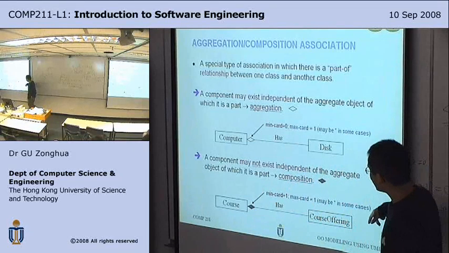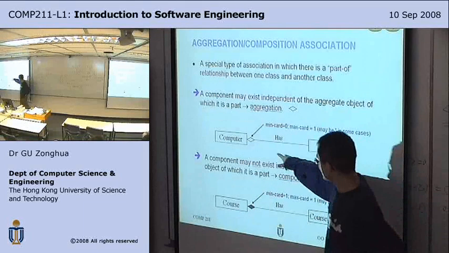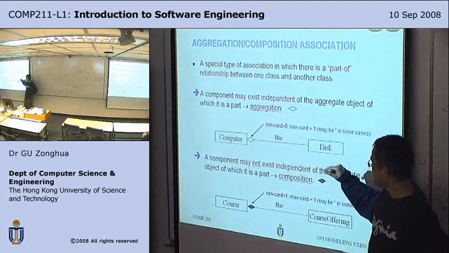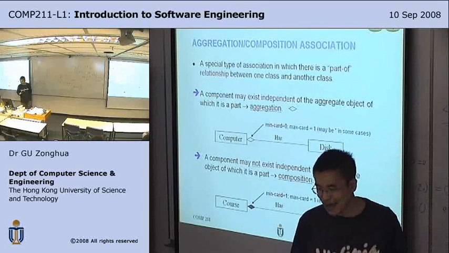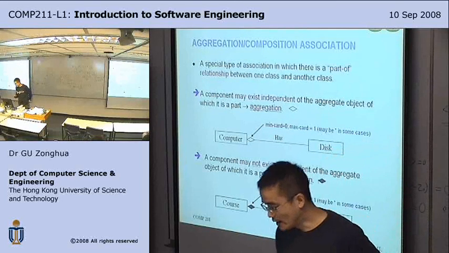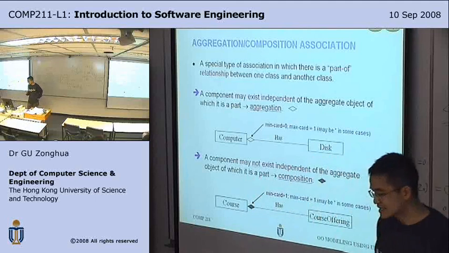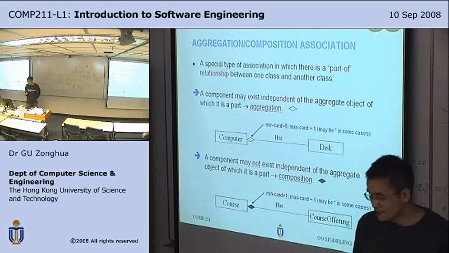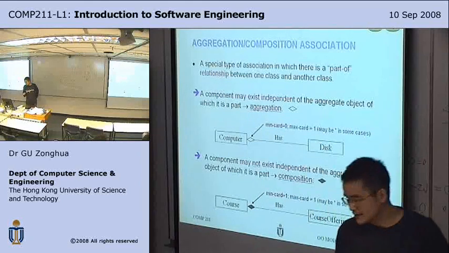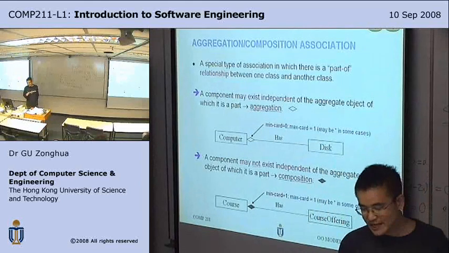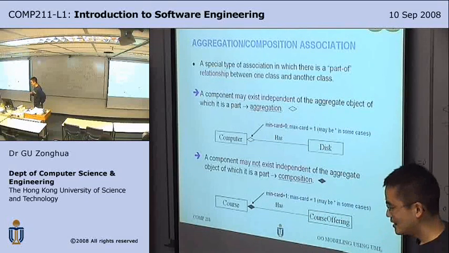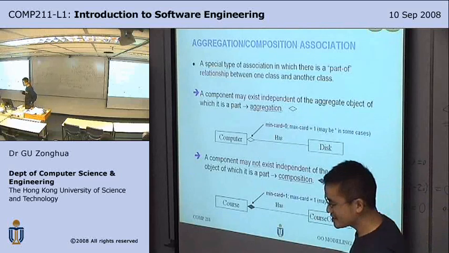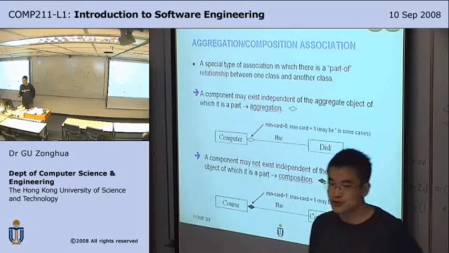So this shape here denotes min cardinality equals 0 and max cardinality equals 1 or star, which means that the minimum cardinality is 0, meaning that a disk can be associated with 0 computers.